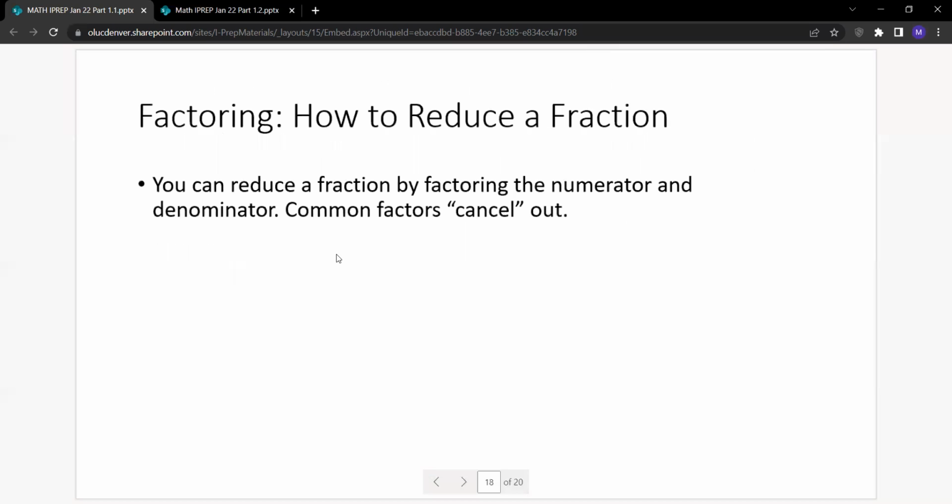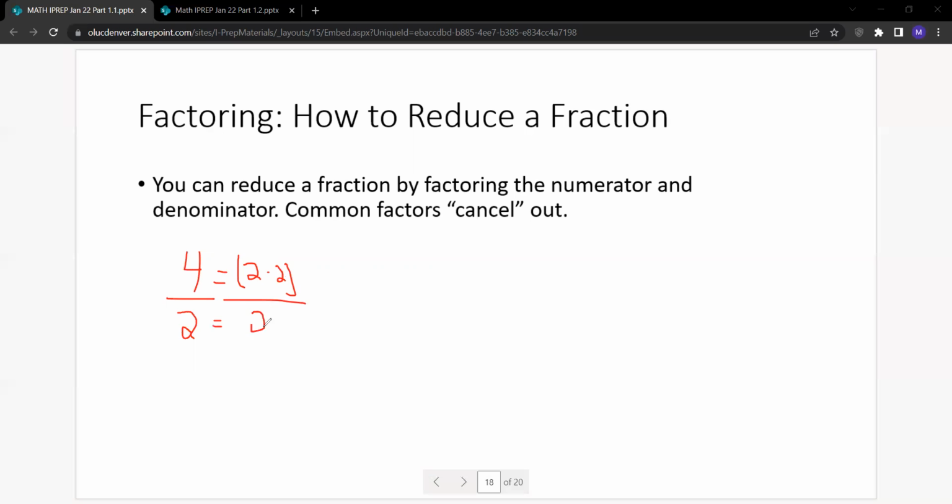Awesome. So now we'll go to factoring, and this is how to reduce a fraction. And I've already kind of been doing this a little bit as we've been going, but we're going to do an example here. So you can reduce a fraction by factoring the numerator and denominator. So in other words, common factors cancel out. So if you have 4 over 2, for example, you can kind of factor these, right? So 4 equals 2 times 2, right?